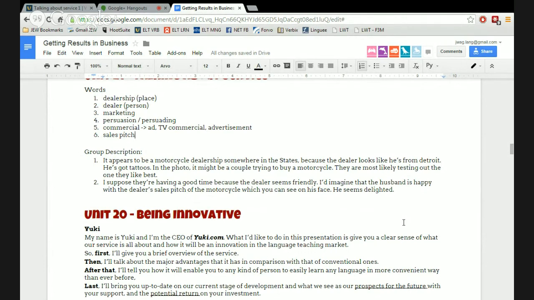I suppose they're having a good time because the dealer seems friendly. I'd imagine that the husband is happy with the dealer's sales pitch of the motorcycle, which you can see on his face. He seems delighted.